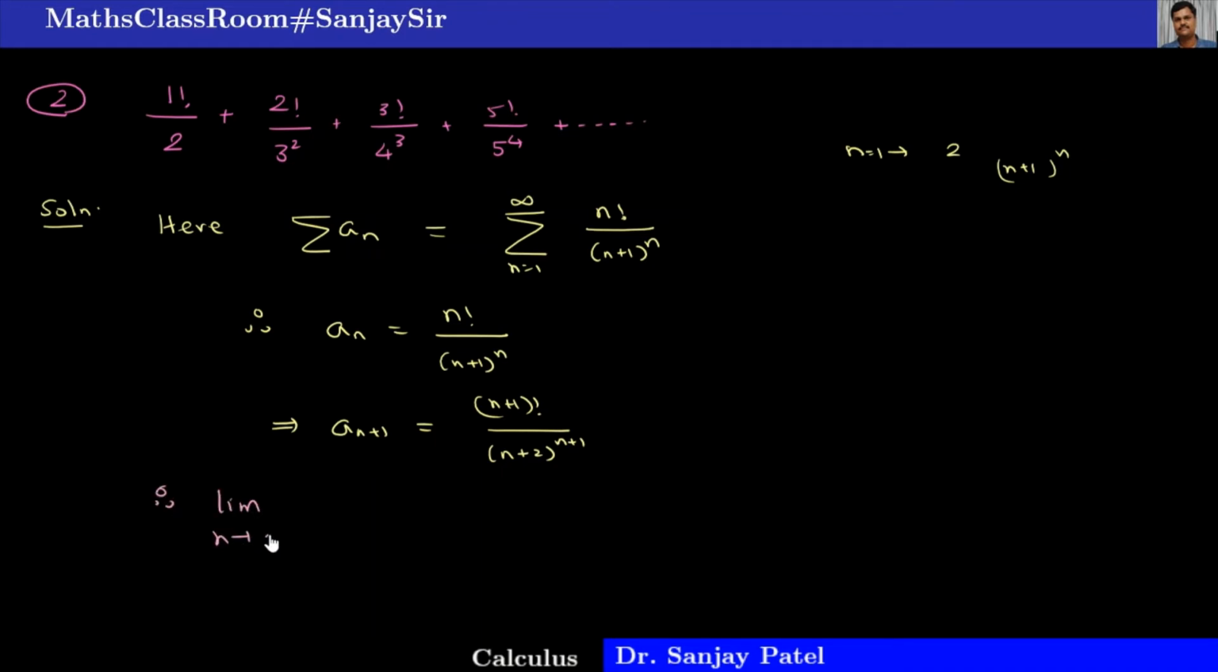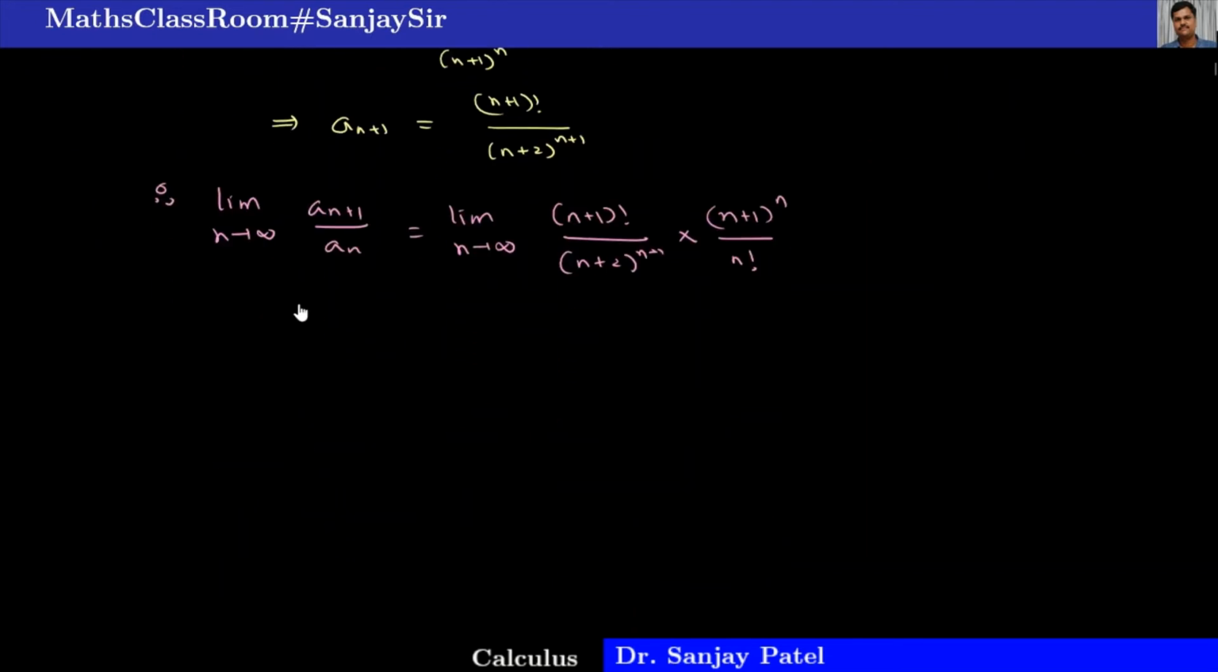the limit of the ratio of a_{n+1} and a_n is equal to limit n tends to infinity. So we always write a_{n+1} first as it is, that is (n+1) factorial upon (n+2) raised to n plus 1, into, we want divided by a_n, that is 1 upon a_n. We always take the reciprocal of this by writing a multiplication sign here. So (n+1) raised to n upon n factorial. Okay. So what remains is just to find the limit of this sequence.